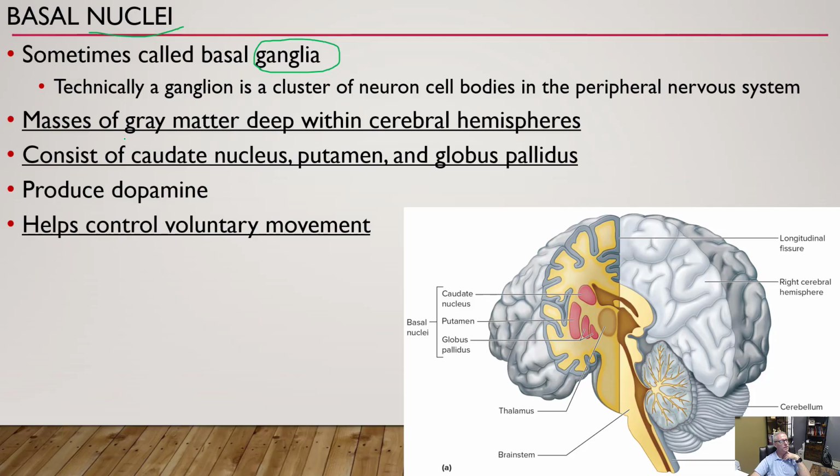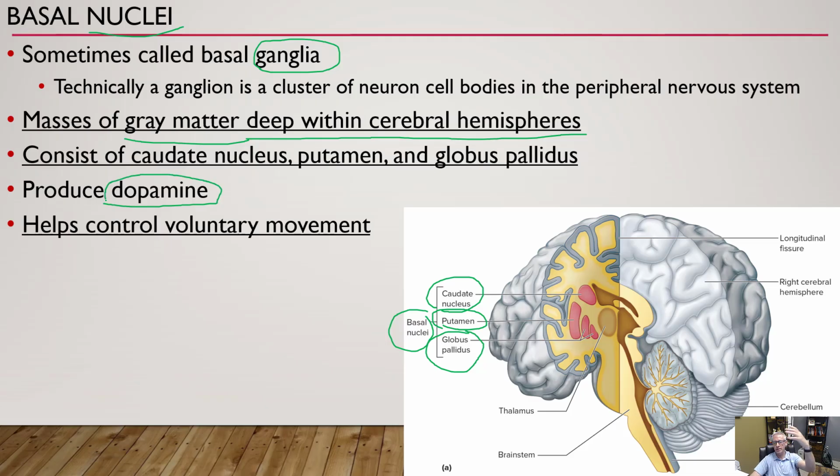So the basal nuclei, a bunch of gray matter, unmyelinated axons, buried deep within the cerebral hemisphere. You can see the basal nuclei here. It's actually made up of 3 structures called the caudate nucleus, the putamen, and the globus pallidus. And what it does is it actually produces this compound called dopamine.